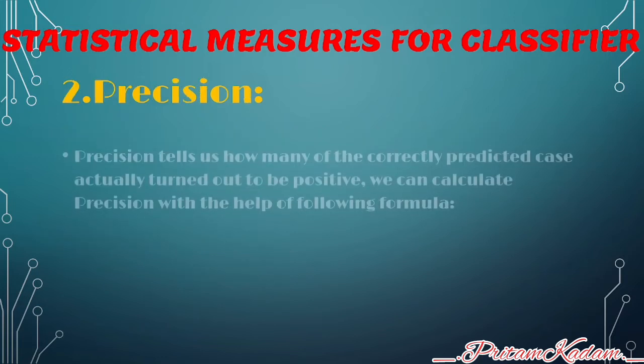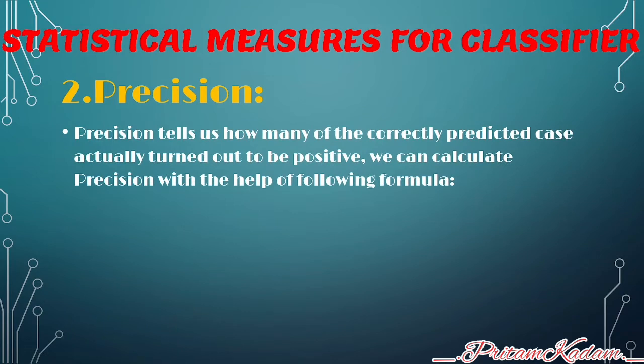Okay, so second is precision. Precision tells us how many of the correctly predicted case actually turn out to be positive. We can calculate precision with the help of the following formula, that is true positive upon true positive plus true negative. Okay, so let us proceed ahead.